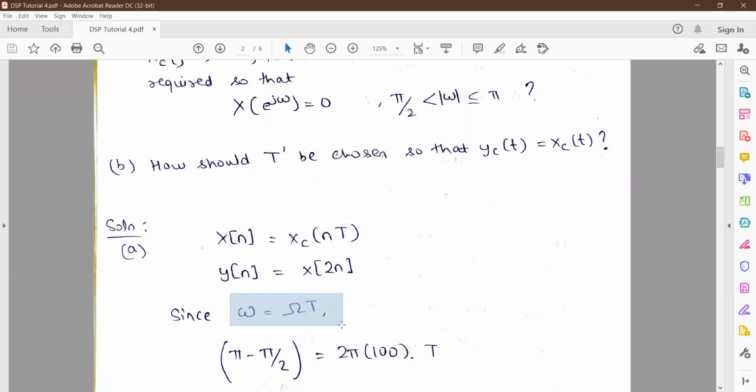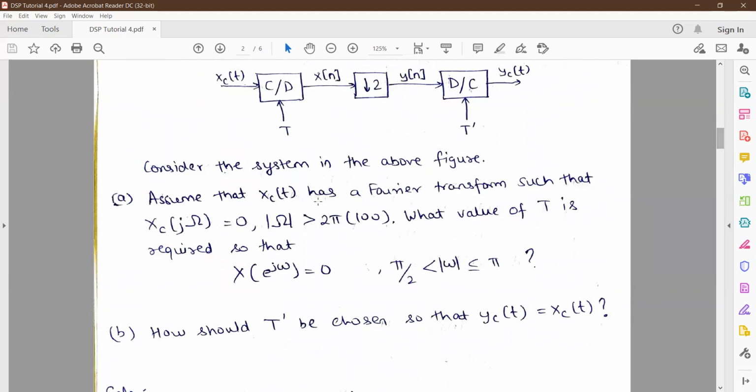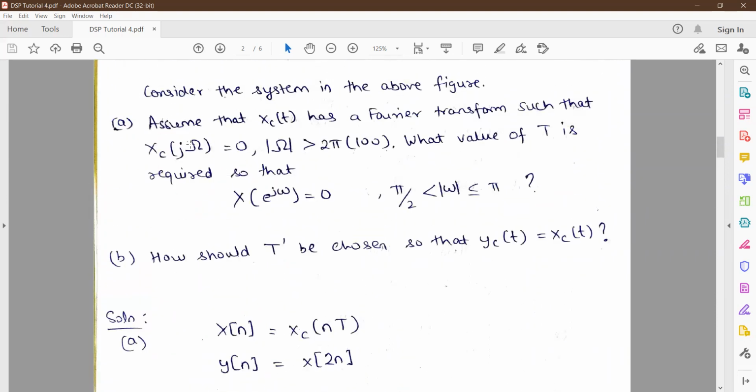We know this relation between the frequency in the discrete time and the frequency in the continuous time. Now, if you look at the signal, the signal x lies between omega from pi by 2 to pi, which means that its bandwidth is equal to pi minus pi by 2, right? And we can equate it with the fact that in the continuous time, omega is band limited at 2 pi into 100 in order to find the value of T.